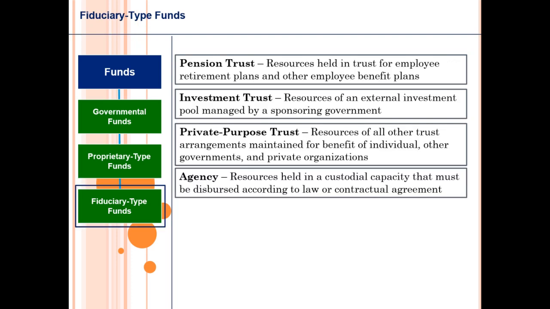The last type of fund is the fiduciary type fund. So there are only four of those. They're listed on your screen, and we're going to go through each of those next.